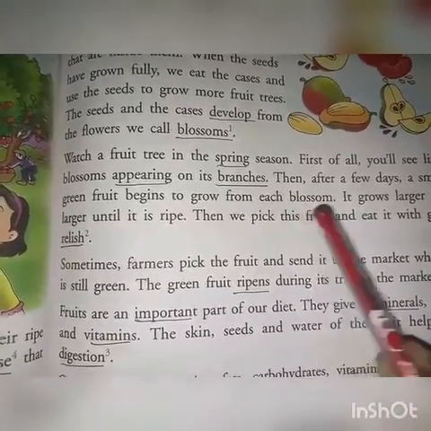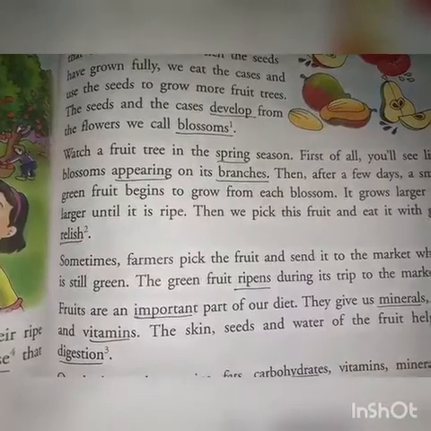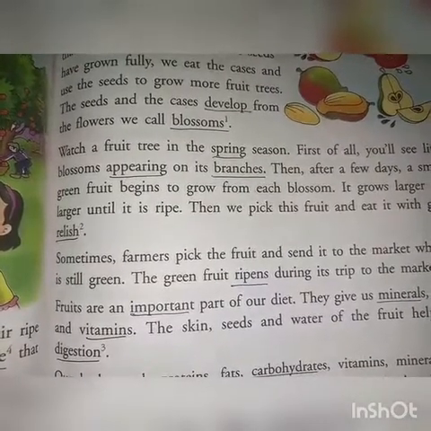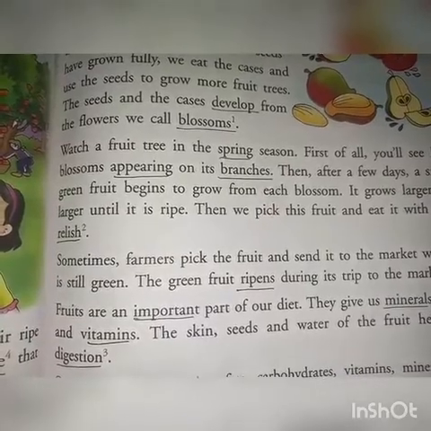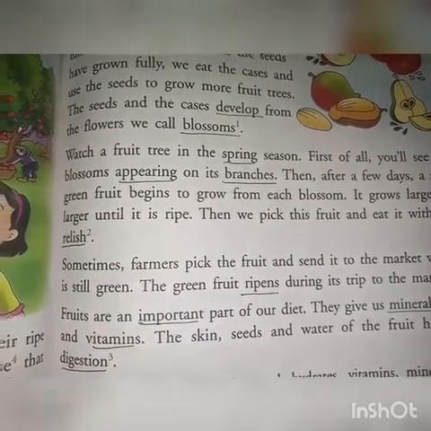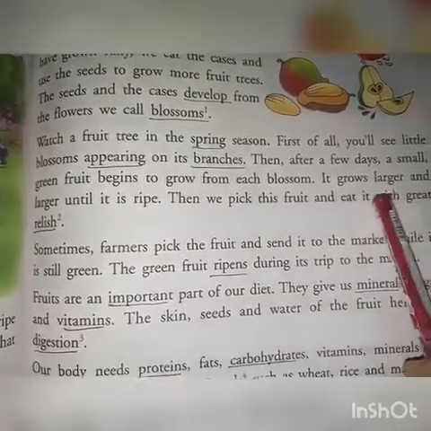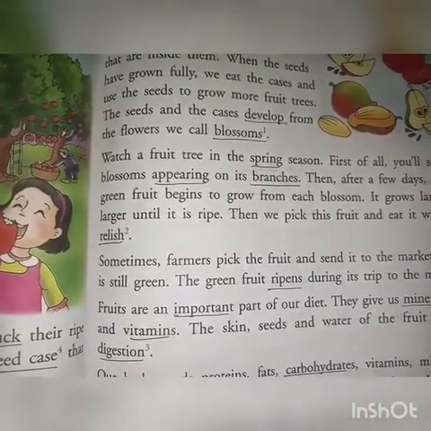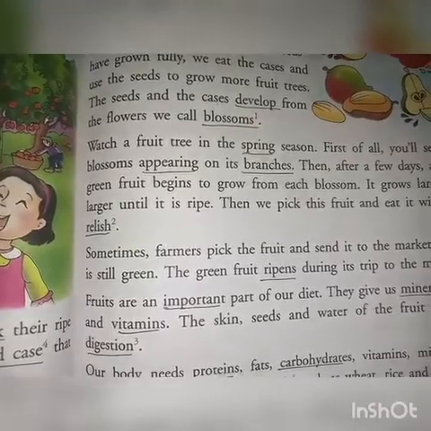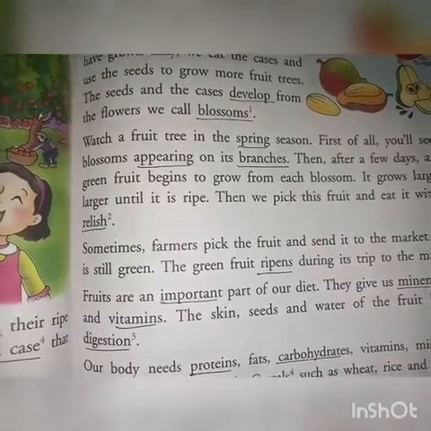फिर कुछ दिनों बाद क्या होता है, जब वो flower bloom करता है, that blossom which starts blooming, after some days of that blooming, you can see a small green fruit starts developing from that blossom. It grows larger and larger until it is ripe. So slowly it grows in size. Ultimately it attains its size and starts ripening.